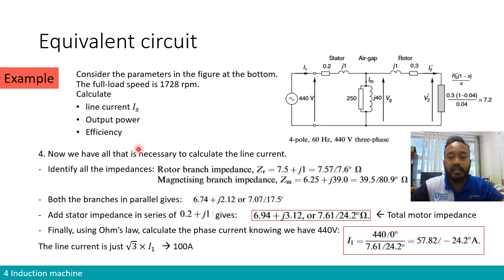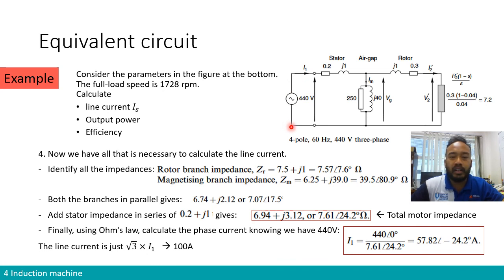And efficiency, therefore, what is efficiency? Efficiency is output power divided by the input power. Output power, we have got it just now. What is the input power? Input power is the input current I1 multiplied by the voltage V1, right?